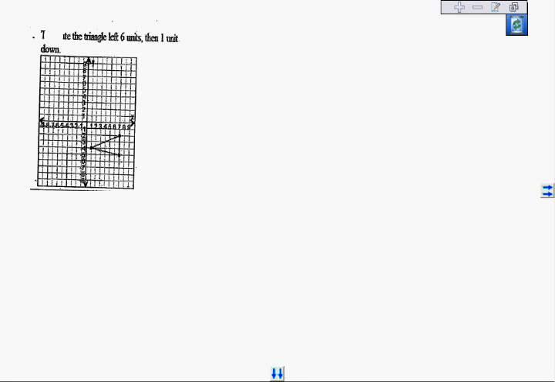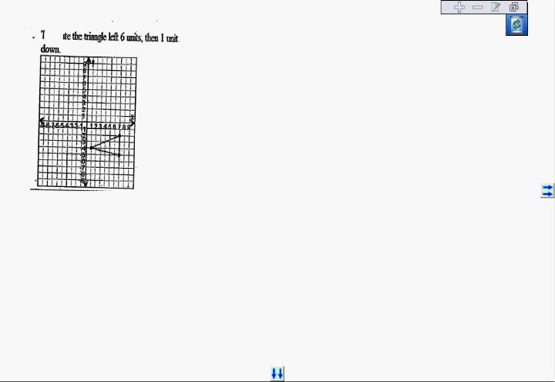Okay, so we're going to be checking your homework for translations. So if you'll go to your translations page, we're going to start with number 1. I know we already did this, but we're going to go ahead and go over it again. Translate the triangle left 6 units and then 1 unit down.